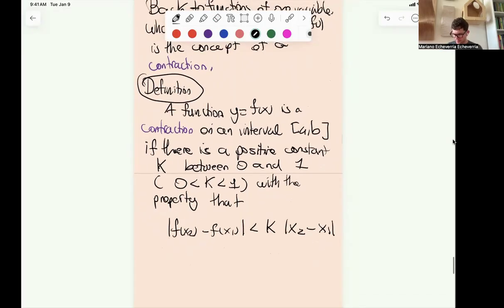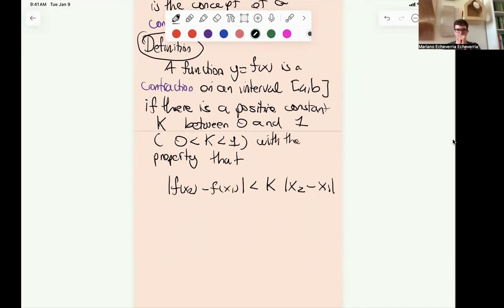So what that means, let me see if I can draw a picture, because otherwise it's a little bit too technical. What I'm saying is that you have an interval. Let's say you have an interval a comma b. The function is a contraction.